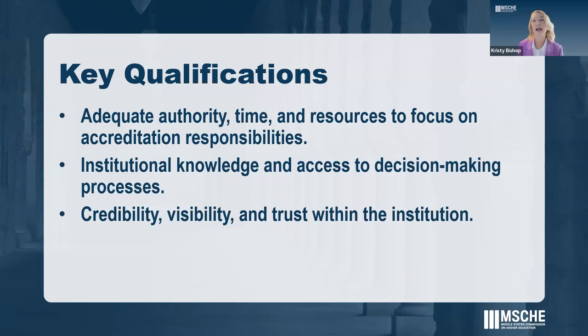We want someone who has the appropriate authority, time, and resources. So what that means is authority, that when they see something that's important, they can alert the institution and the institution pays attention to them. They say, oh yeah, this is very important. We need to put this into place.